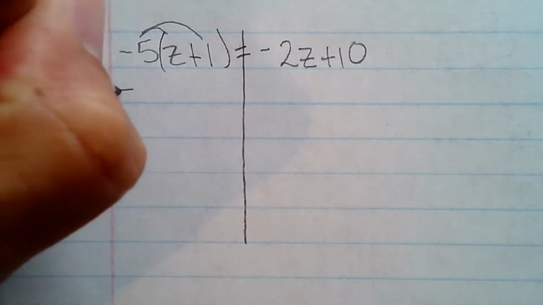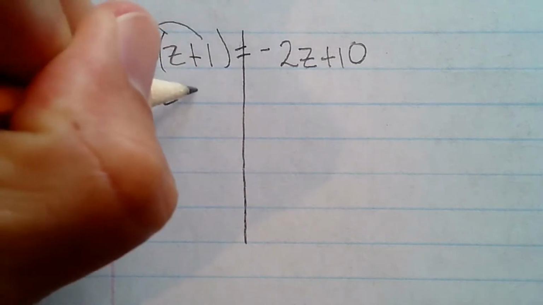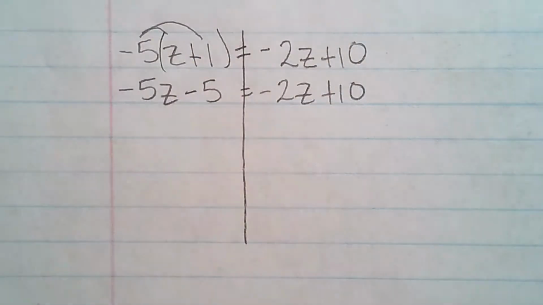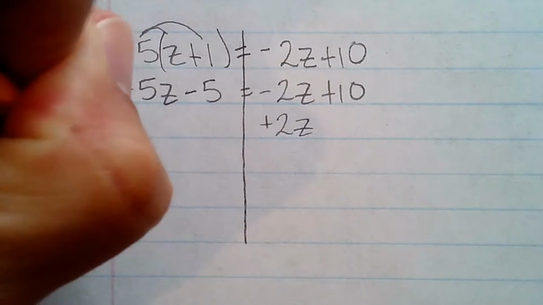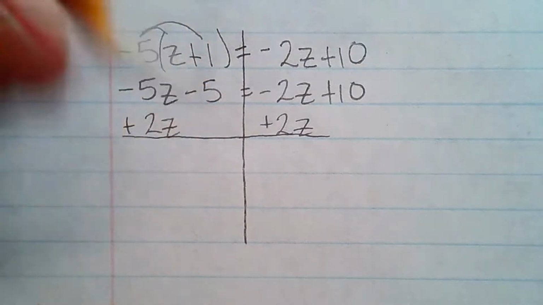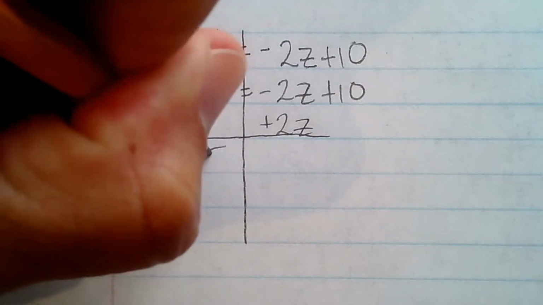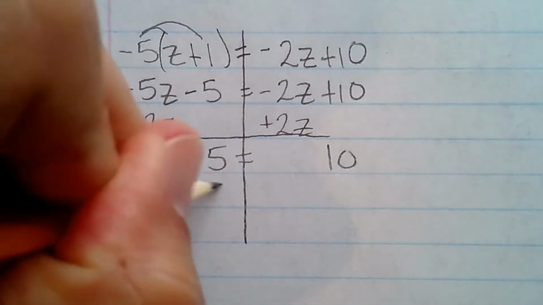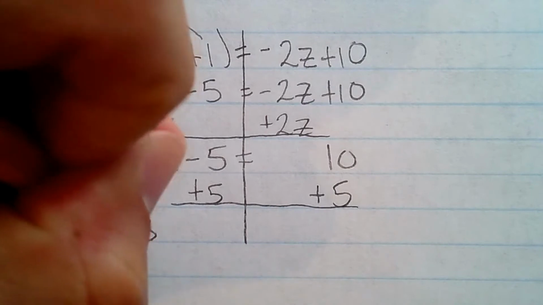That would be -5z, and -5 times 1 is -5, and then I have -2z plus 10. And now, by now you should be pretty good at solving these. So I'll just go ahead and see that I have to add 2z to each side. And that leaves me with -3z minus 5 equals 10. And then I will add 5 to each side. And you get -3z equals 5.